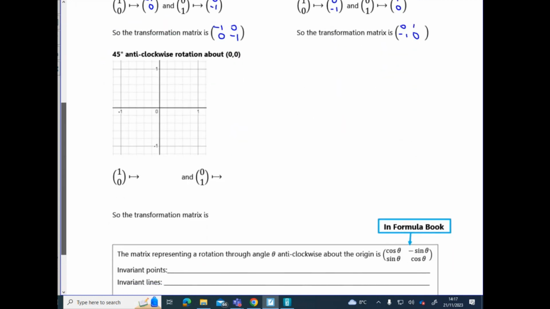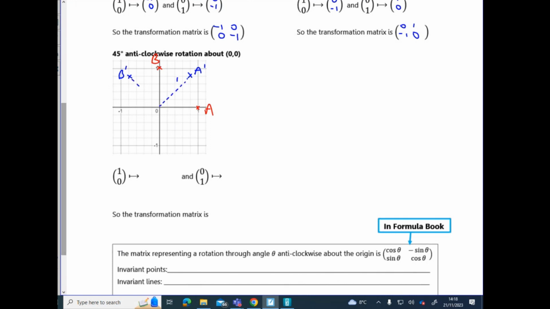Now, 45 degrees anti-clockwise. Let's see what happens here. So we've got the 2 points A and B. A will get rotated 45 degrees anti-clockwise, so somewhere around here. And B will get rotated 45 degrees somewhere around here. What we know about these is these are still a distance of 1 from the origin. And let's just look at A first. This angle's 45 degrees.